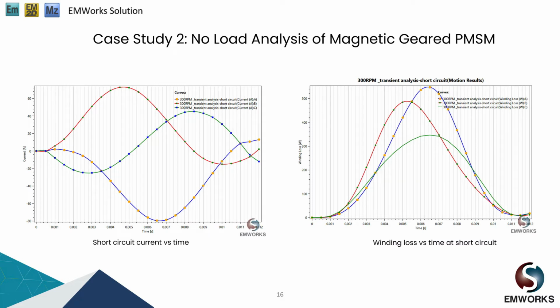Another analysis was performed to investigate the short circuit response of this machine. You can see at the left side the short circuit current versus time. It has a high current. As you can see, the short circuit current reached values around 80 amps in a very short time. So this is the short circuit response of this machine. The winding loss during this short circuit test is shown at the right side. The total winding loss is around 2 kilowatts.